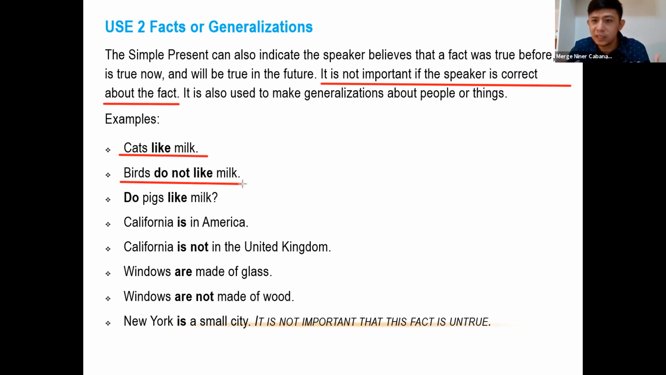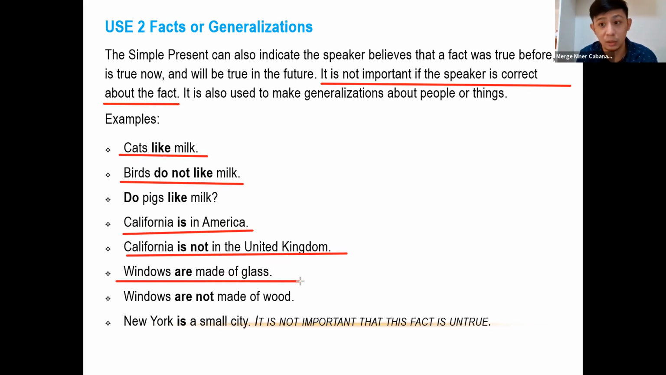Do pigs like milk? California is in America. That is a fact. California is not in the United Kingdom. That is also a fact. Windows are made of glass. What if it's not? It's okay. It's fine, even if the fact is not correct.